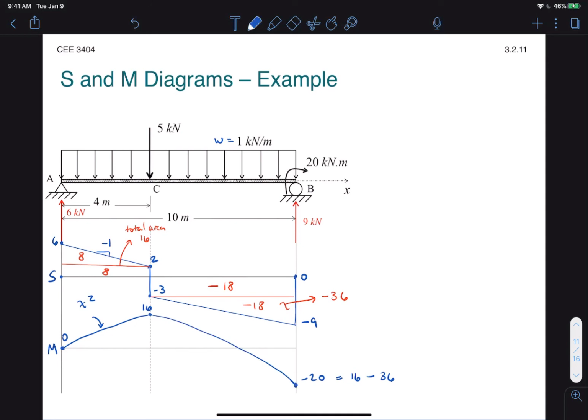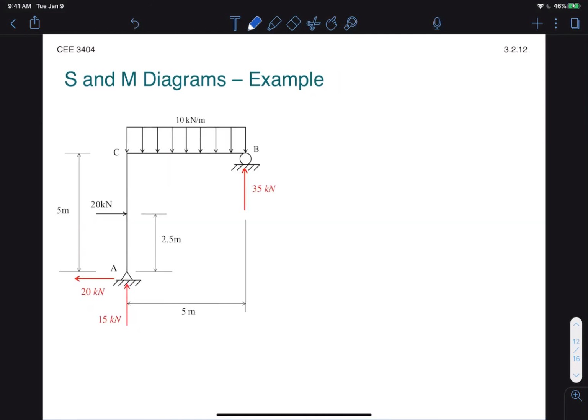And finally, we just must account for the point moment of 20 kilonewton meters there at B. Note that because of the convention we established, a clockwise moment produces a positive jump, and so we end up at 0 here, right to the right side of B. Again, that lets us know that we did this correctly, because there should be no moment to the right side of B. And there you have it. That's how you draw a complete shear and moment diagram, including point loads as well as distributed loads.